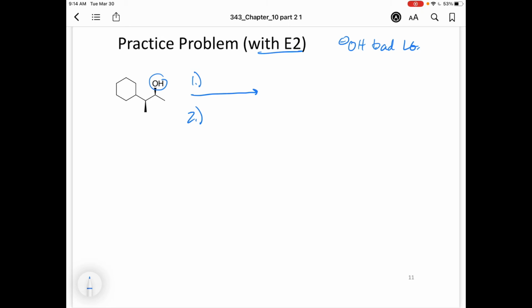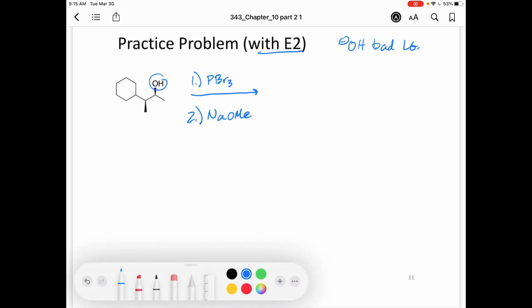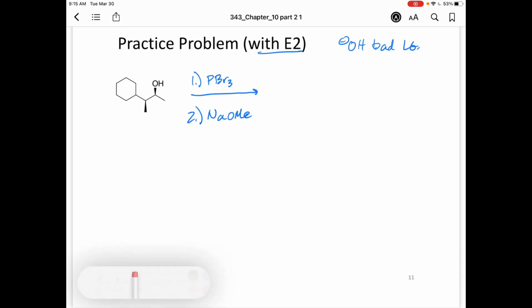So let's say we were to take PBr3, okay? And then our second step, we're going to do an E2 reaction, sodium methoxide. Notice here how we essentially have two different reactions happening sequentially, and we are getting our product, but notice how the knowledge that you're learning about these reactions is building. This is how it starts to feel kind of complicated. The best way to approach a problem that's written like this is just go stepwise.